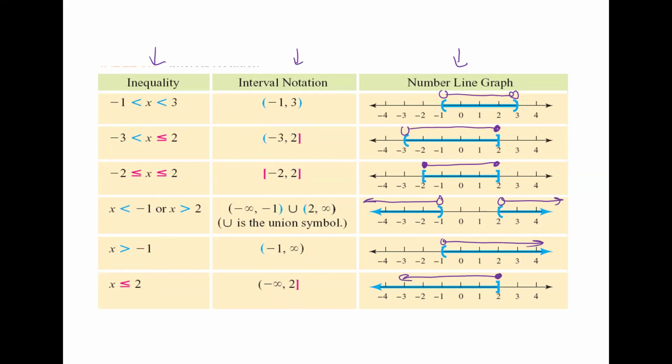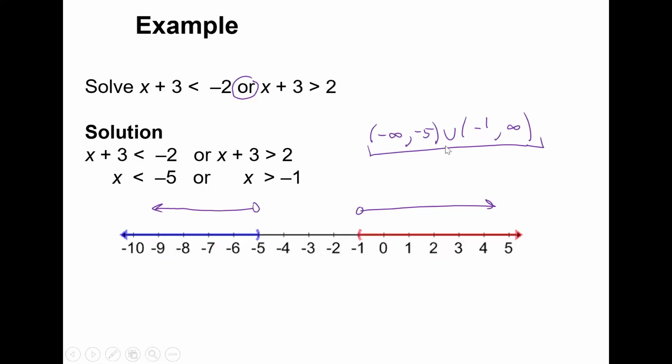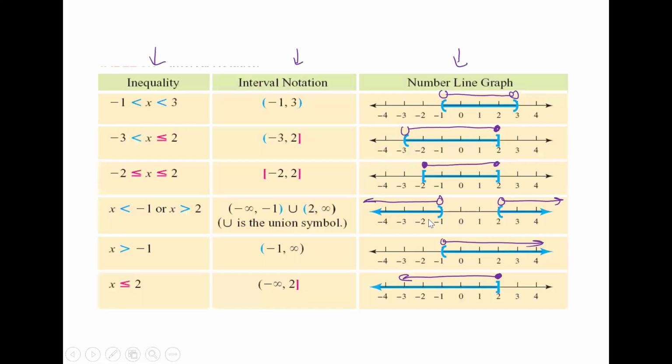And again, all these are just the different notations. And here the U, again, what I used over here, is union. So it means it's this piece or this piece. It's the union of the two. It has both of them included, okay? And again, brackets where there's equal to, parentheses where it's open.